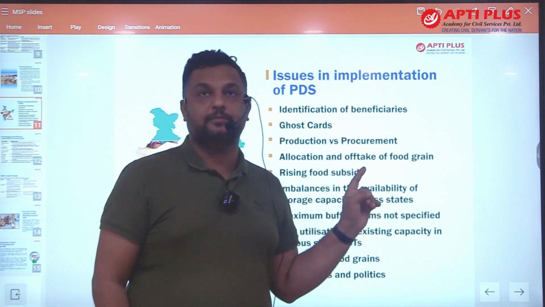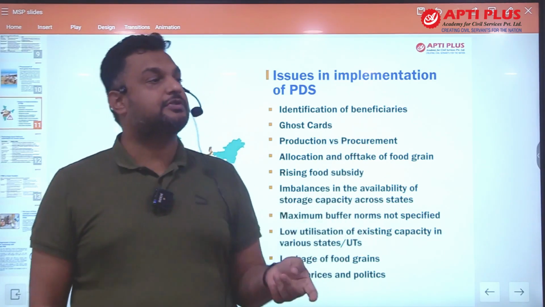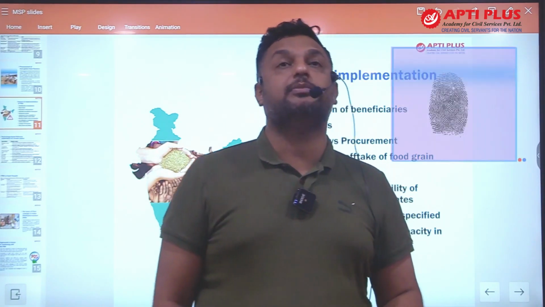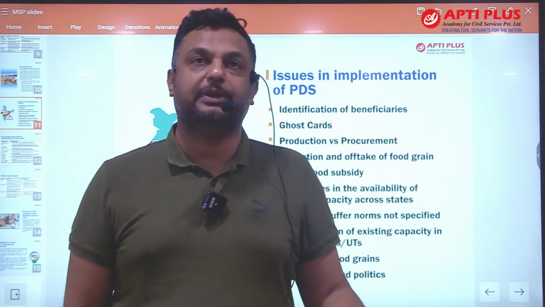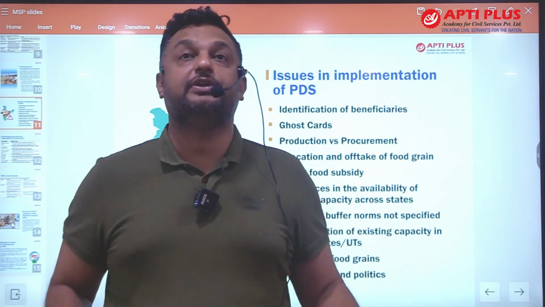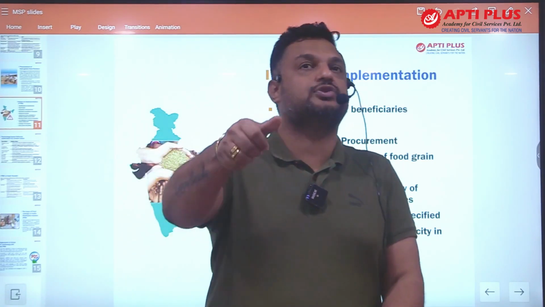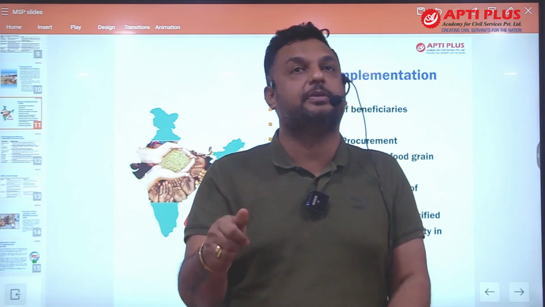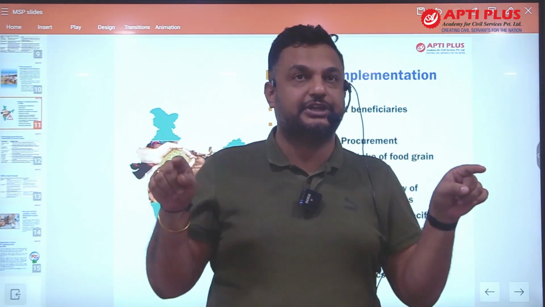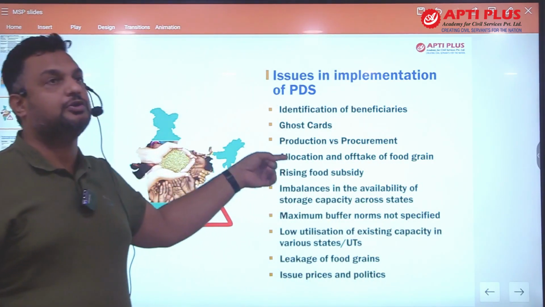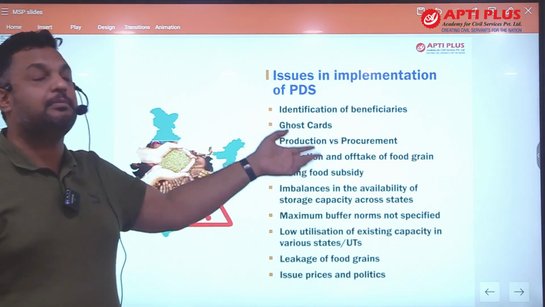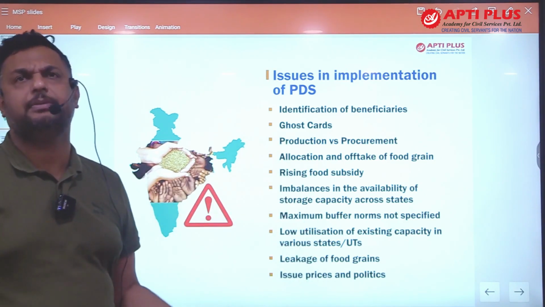Identification of the beneficiary. Second step, in most ration shops they have introduced biometric machines. As Aadhaar is linked to the BPL card, if a person wants to get the food grains, he has to give his thumb impression. With the help of the thumb impression, we will know whether he is a genuine beneficiary or not. That is the first one. Second one is, as I told you, GOST card. GOST means many government officials are also holding the BPL card.